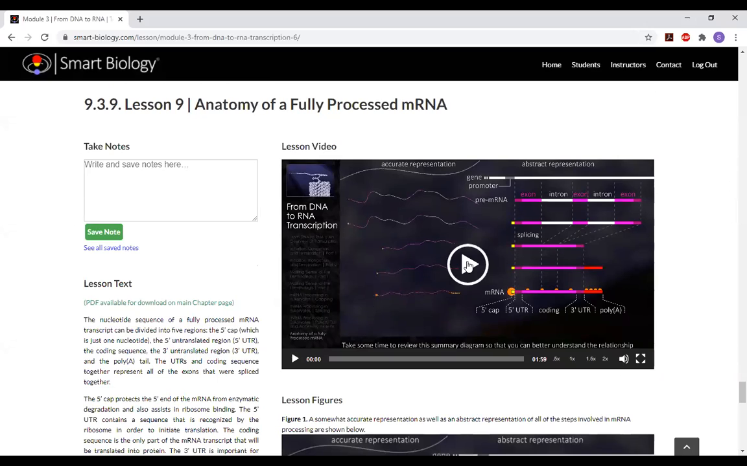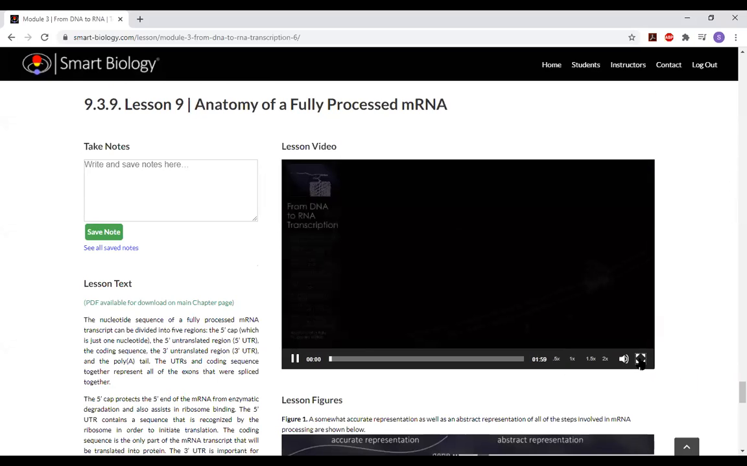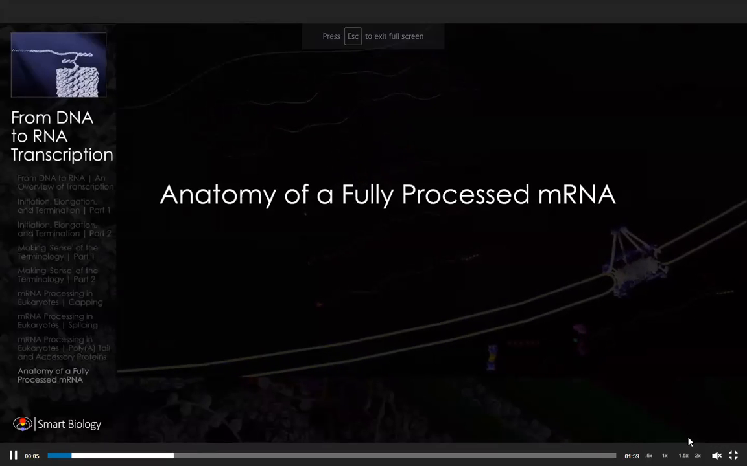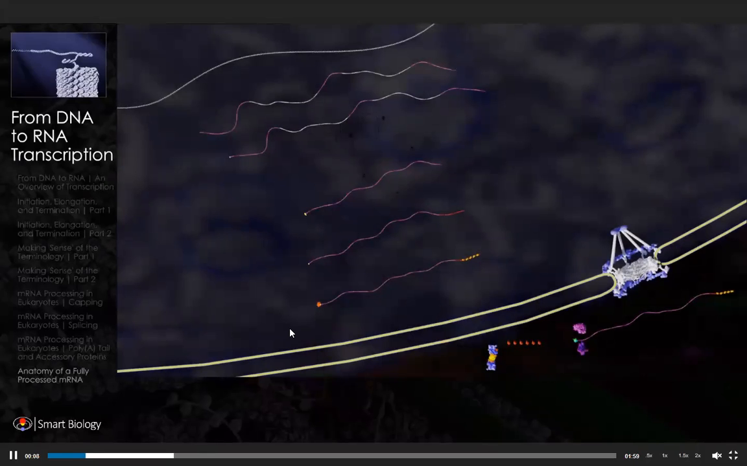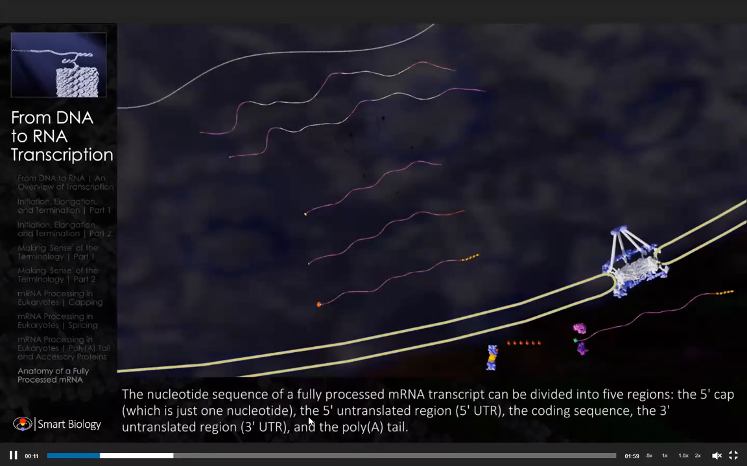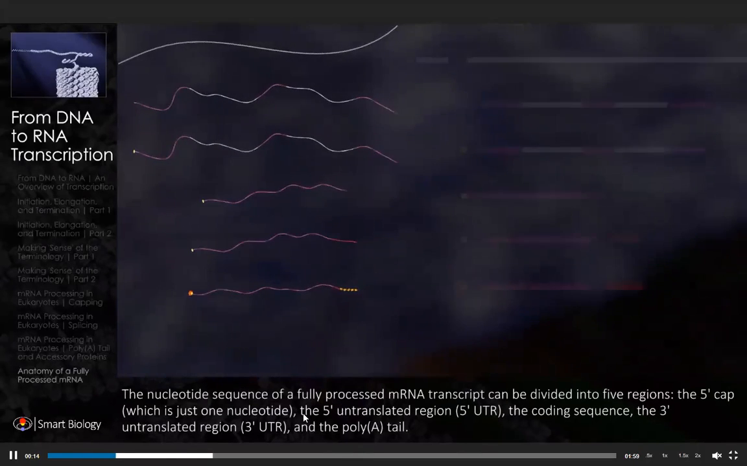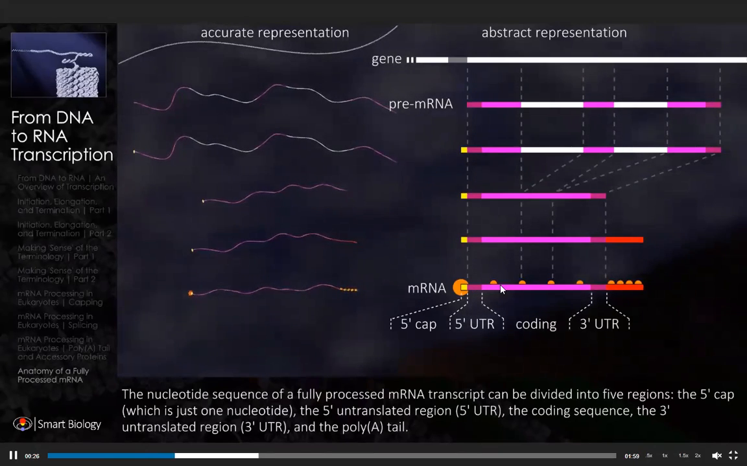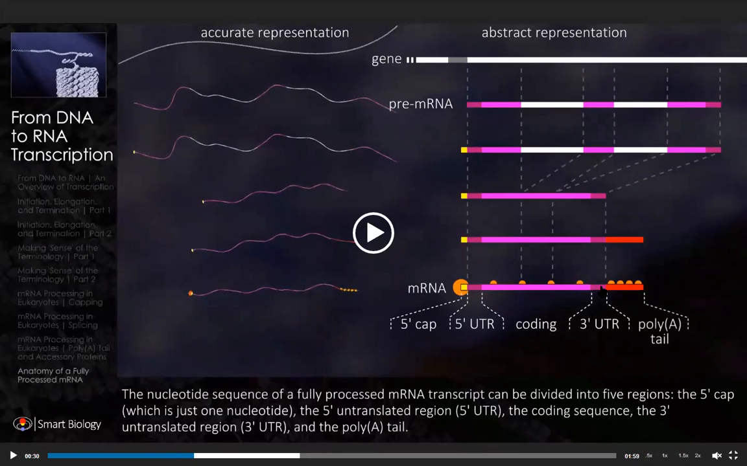So let's have a look at this as well. A fully processed mRNA will have the 5' cap. It will have the 5' untranslated region. This is also very crucial. I'm going to talk about it a little bit. We will have the coding sequence, and then we will have the 3' UTR, and then we will have a poly A tail. So what does the UTR mean?